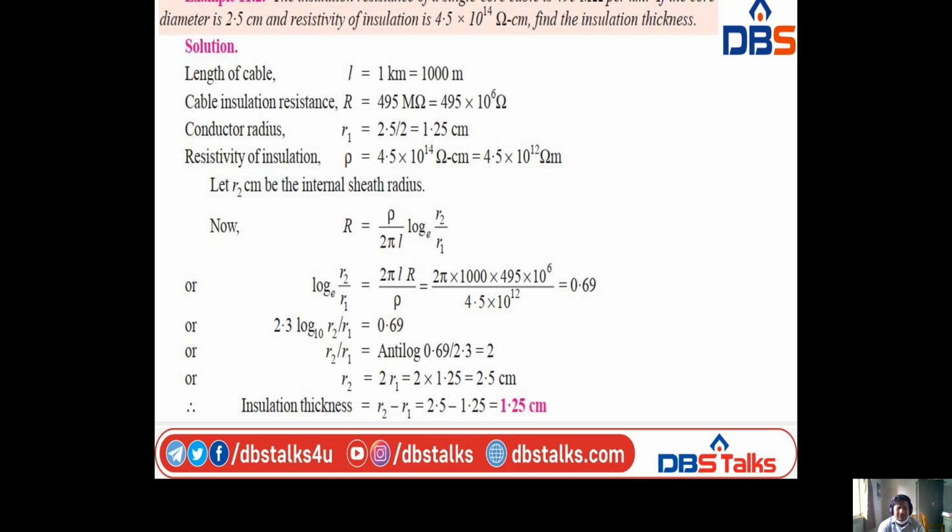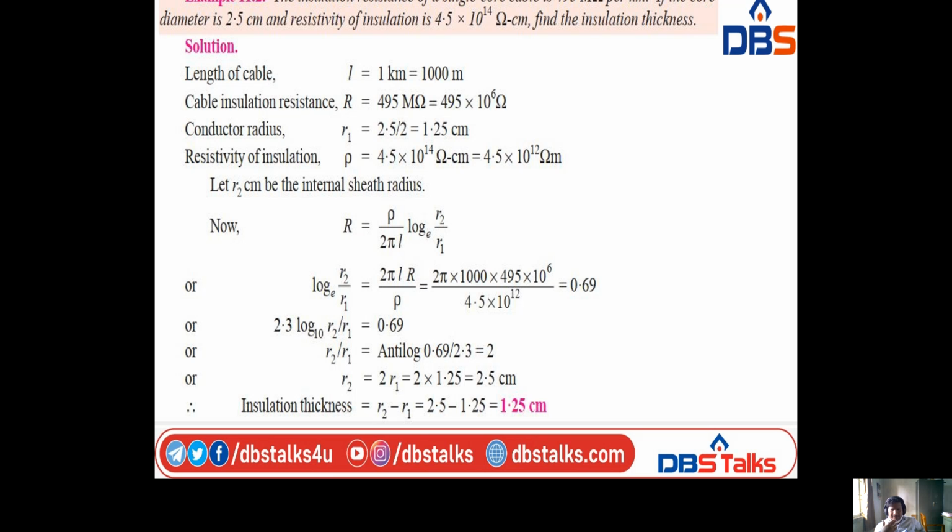The given R1, that is 2.5 by 2, that is 1.25. Therefore R2 is equal to 2 into 1.25, that is equal to 2.5 centimeter. We know the R1, we know the R2. Generally R2 is equal to R1 plus thickness of insulation. Therefore thickness of insulation is equal to R2 minus R1. Thickness of insulation equal to small r2 minus small r1, that is equal to 2.5 minus 1.25, that is equal to 1.25 centimeter.